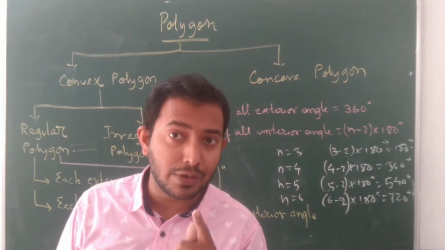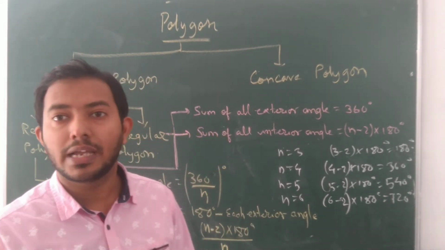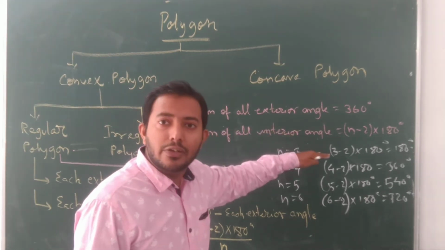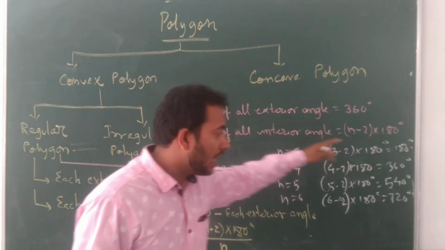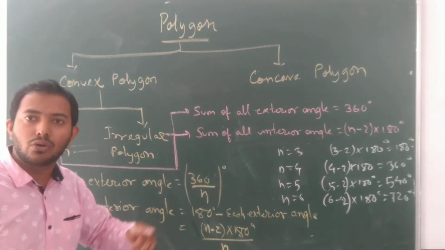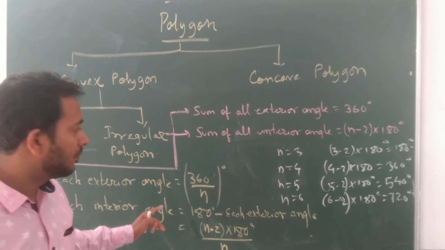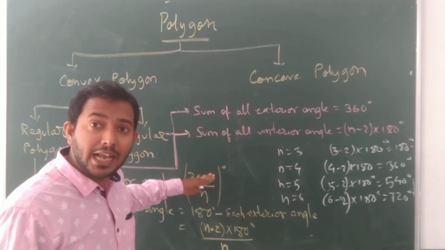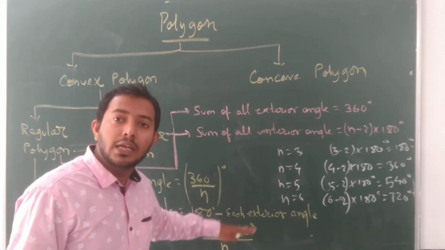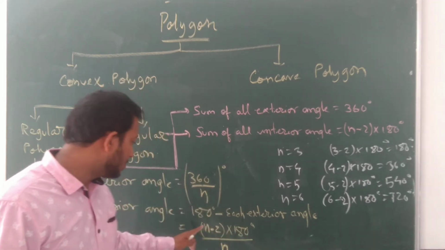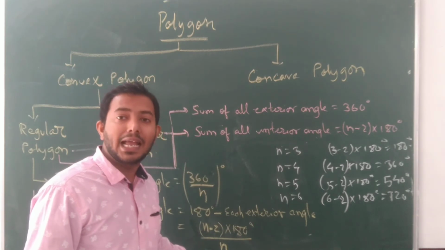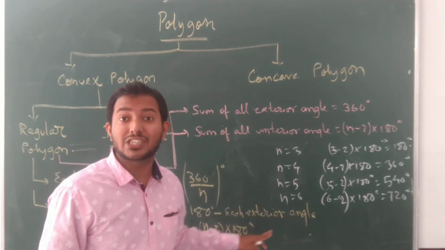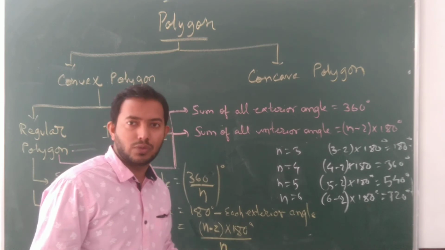And remember, if it is regular, then only you can find each interior angle. Otherwise you cannot find each interior angle separately. The sum of all interior angles you can find, that is (n minus 2) into 180 degrees. And to find each interior angle, your polygon must be regular. Then only you can use the same concept, the way we used 360 by n. Here also, total interior angle by number of sides, that means (n minus 2) into 180 degrees by n. This is one formula. Another formula is also there, that is 180 minus each exterior angle. Same formula.